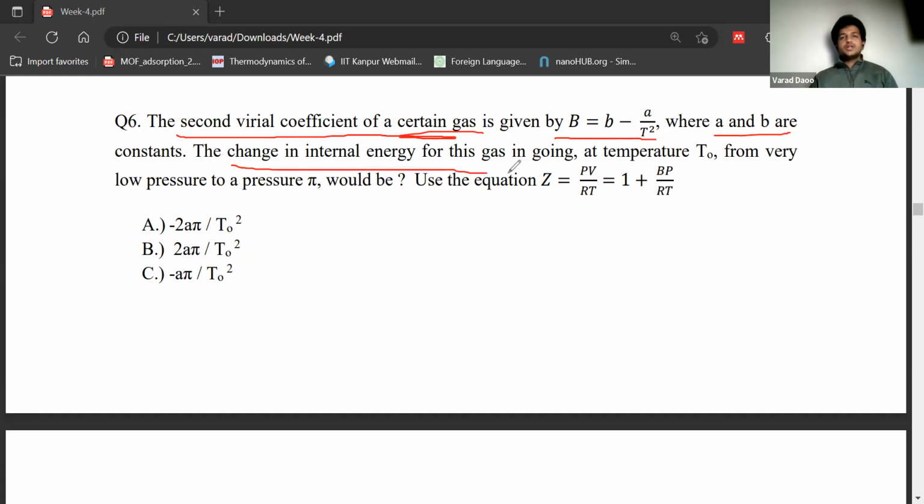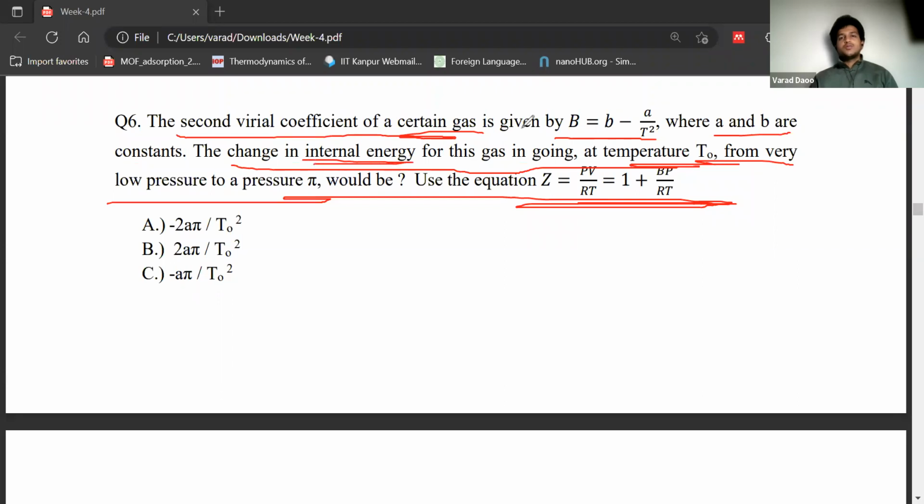And the change in internal energy for the gas going at temperature T0 from a very low pressure to a pressure P would be what? We have to use this expression, right? So what we need is the change in internal energy. Remember, as the second virial coefficient has been given to us, we consider that it's a non-ideal gas. So don't use the expression for ideal gas, which is delta U equals nCvdT. This expression will not work.